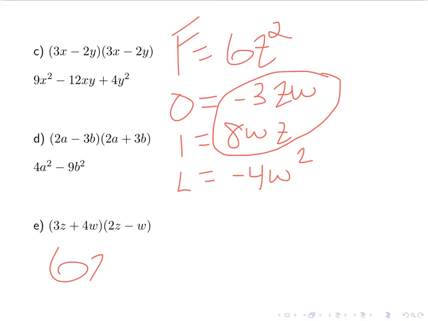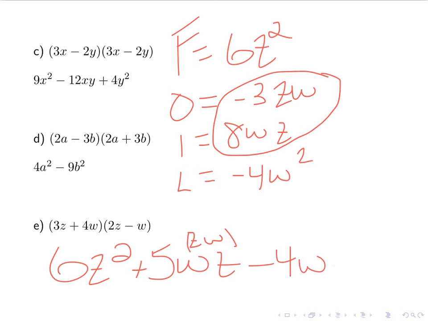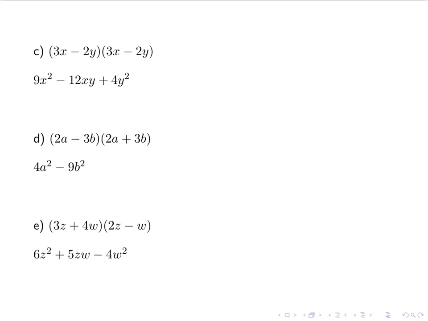So I'll end up with 6z squared plus 5wz or zw. It doesn't matter the order, minus 4w squared. And I put zw here. Typically you do put it alphabetically, so really I should have put 5wz to be more in line with the way that we normally do it. But again, it doesn't really matter, it's the same thing.